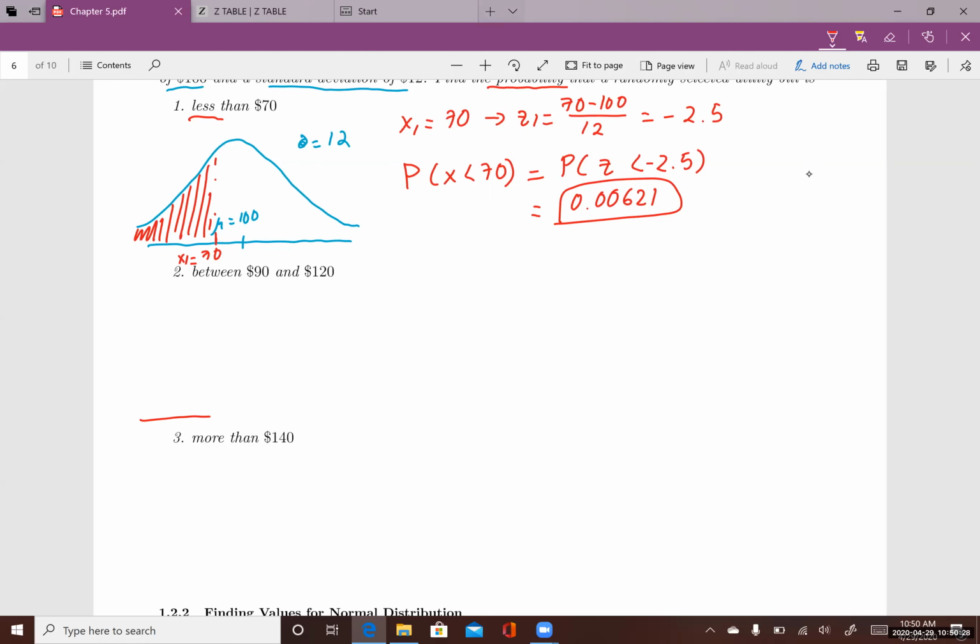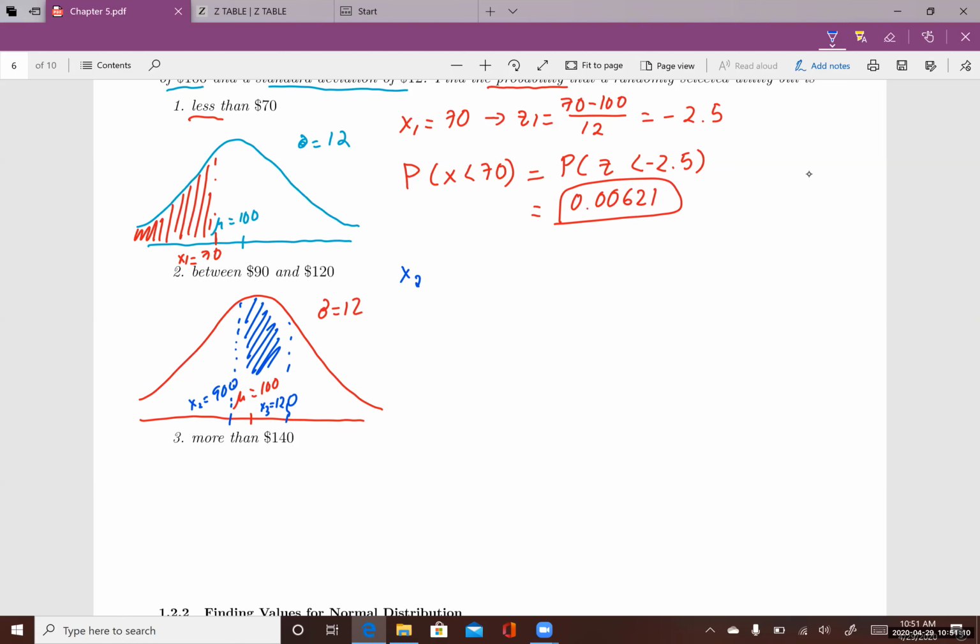How about what is the probability of picking a household whose utility bill is in between $90 and $120? So we do have mu is still 100, standard deviation 12. You have different values of interest, which are $90 and $120. So this is x2 and this is x3. And you want to find the probability in between these two values here.